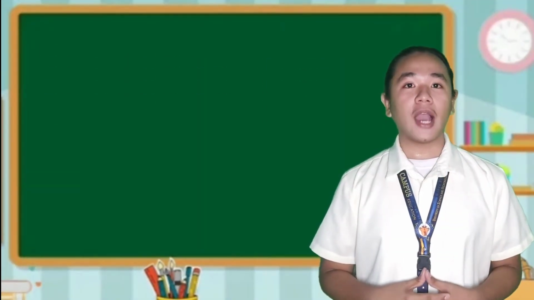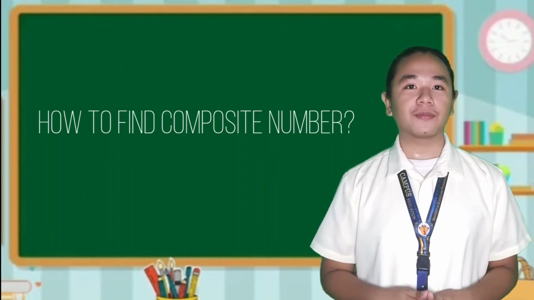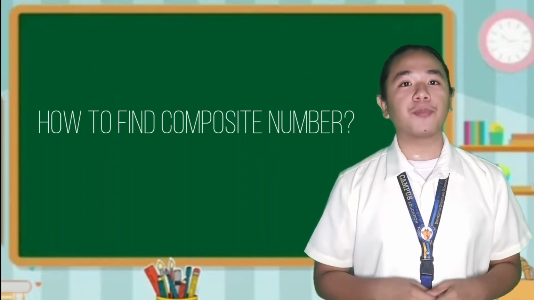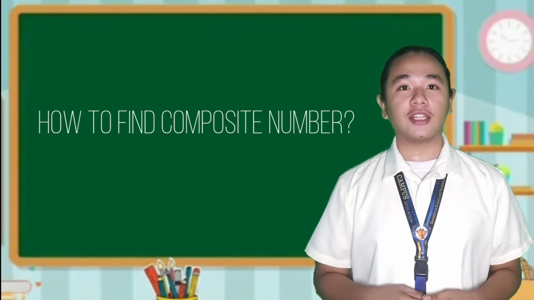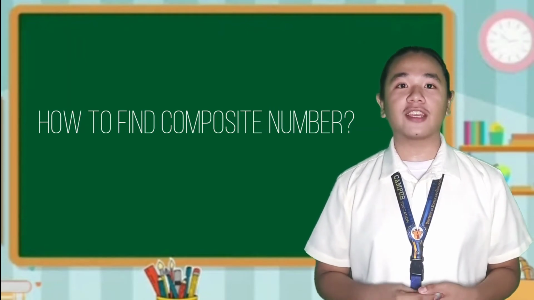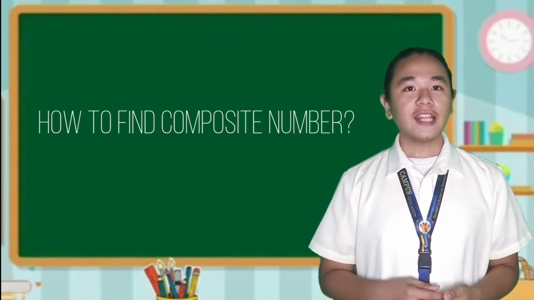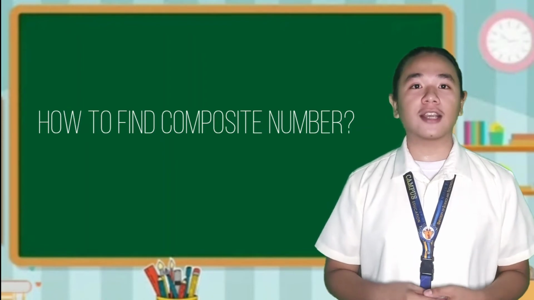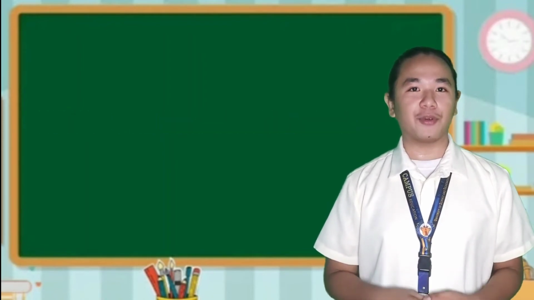Now, I will teach you how to find composite number. So in order to find a composite number, the first thing that we need to do is to find the factors of the given number. If the number has more than 2 factors, then it is composite number.